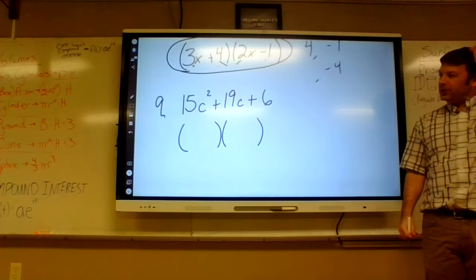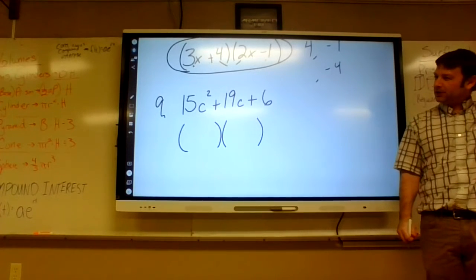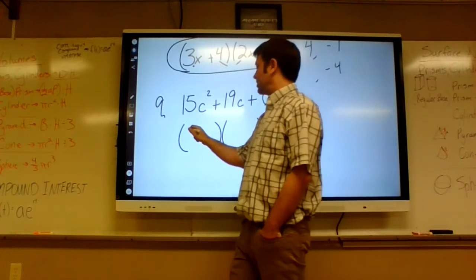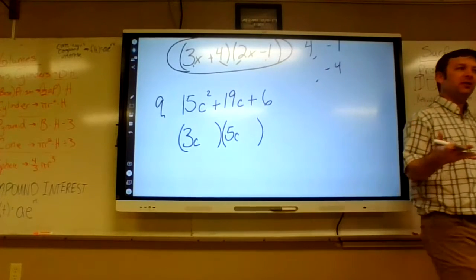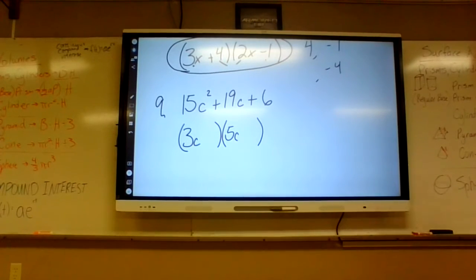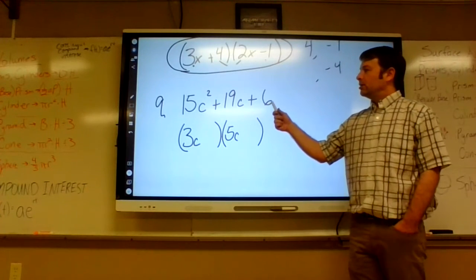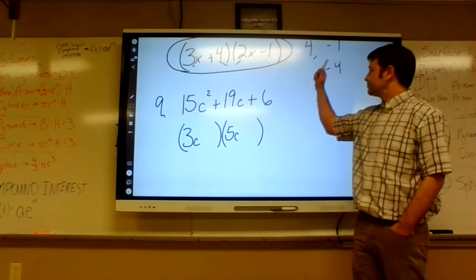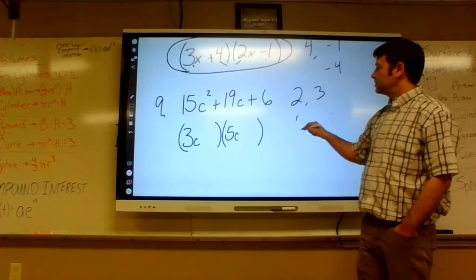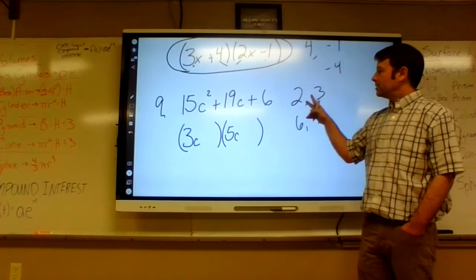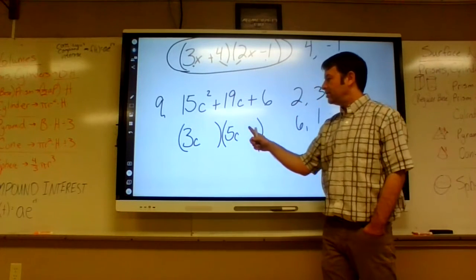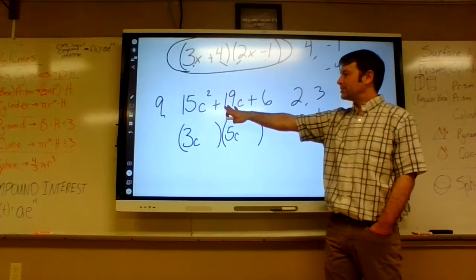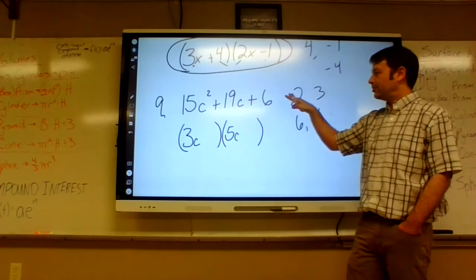Okay, what do you guys think is going to go in the front? 3C and 5C. Now, technically, it possibly could be 15C and 1C, but it's not going to be. We're going to pretend it's not. Okay, what are the factors of 6? 2 and 3, or 1 and 6. Okay, probably not this one, although it could be on some of these. Probably either 2 and 3 or 3 and 2. Now, notice I'm going for a positive 19, so I don't want these to be negative at all.